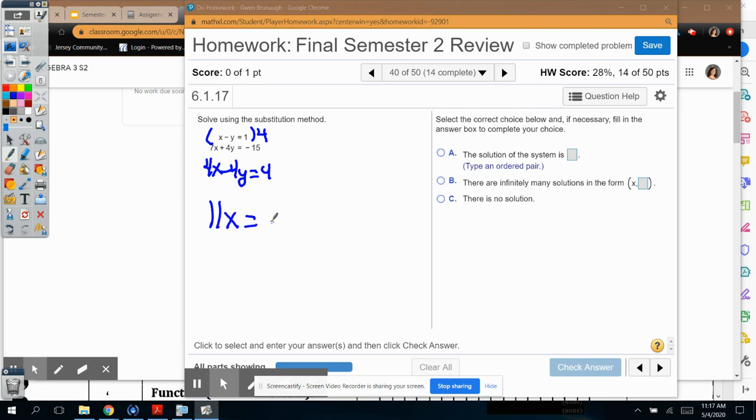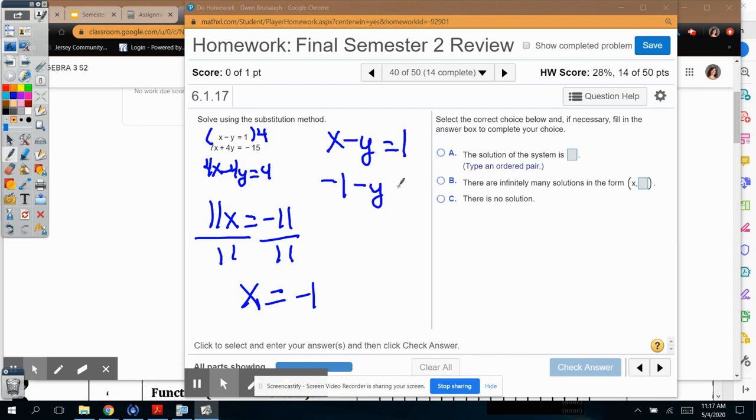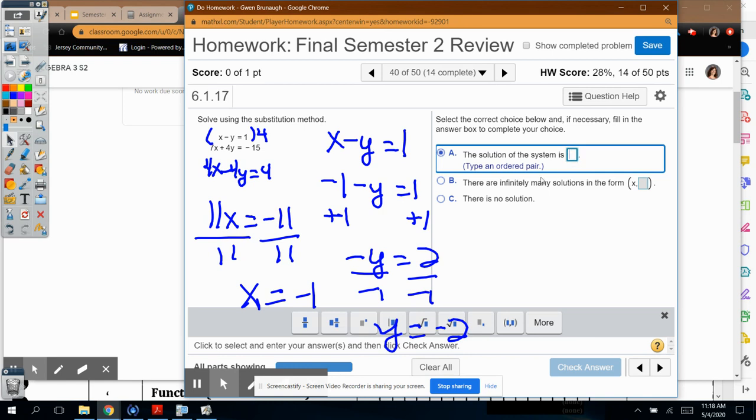And I get 11x equals negative 11. After I divide by 11, I get x equals negative 1. Now, to figure out what y is, I'll go back to the original x minus y equals 1. Negative 1 minus y equals 1. If I add 1 to both sides, I get negative y equals 2. Divide by negative 1, and y equals negative 2. So my answer is x is negative 1 and y is negative 2.